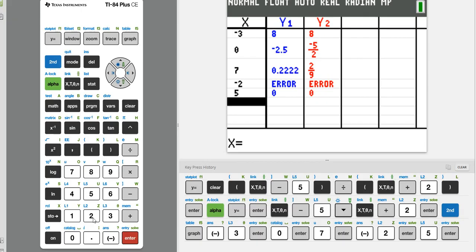And 0 is less than or equal to 0, so we're good there. So if you need to or want to, test the endpoints. It's going to tell you brackets or parentheses if you have to decide that question.